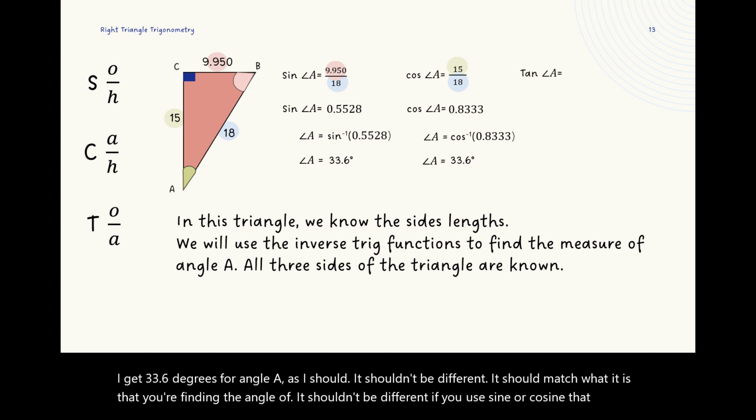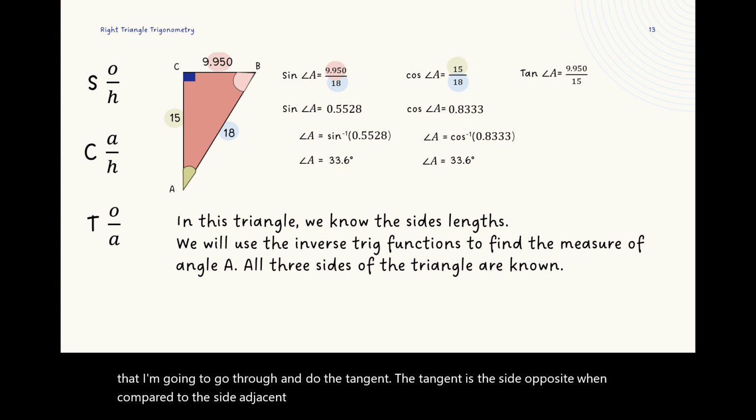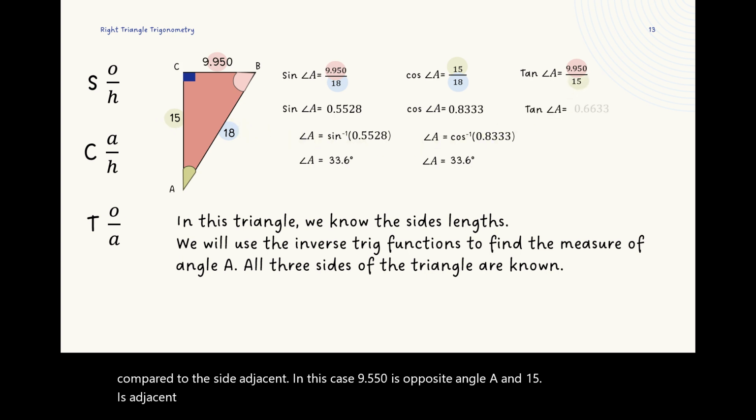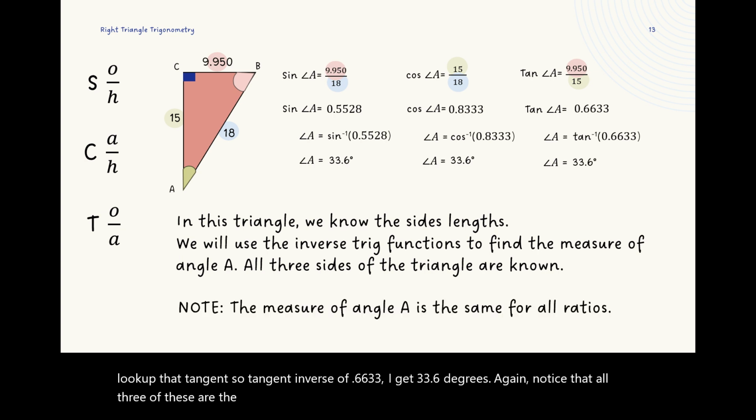That means that I'm going to go through and do the tangent. The tangent is the side opposite compared to the side adjacent. In this case, 9.550 is opposite angle A, and 15 is adjacent to angle A. So the tangent for angle A is a different ratio, 0.6633. But when I reverse look up that tangent, so tangent inverse of 0.6633, I get 33.6 degrees. Again, notice that all three of these are the same. The measure of angle A is going to be the same for all of the ratios.